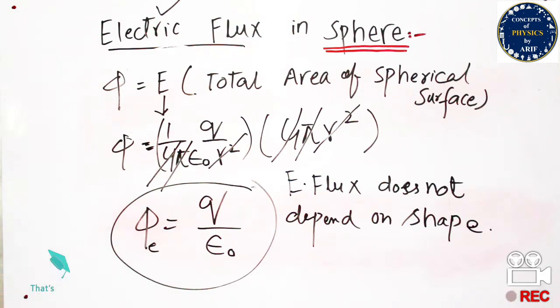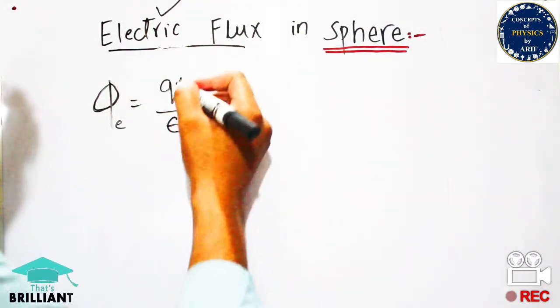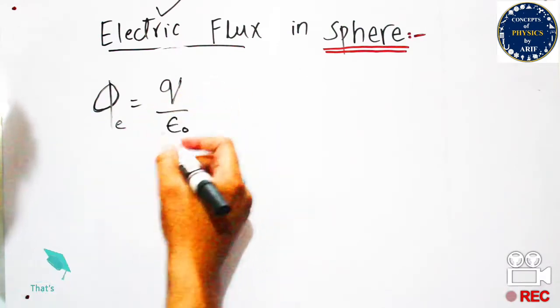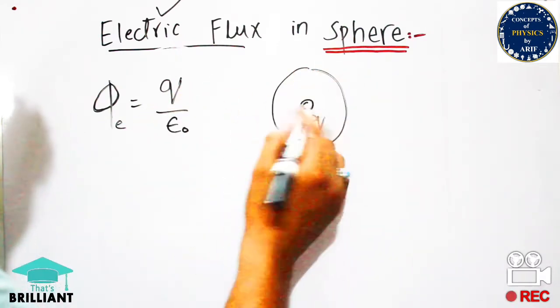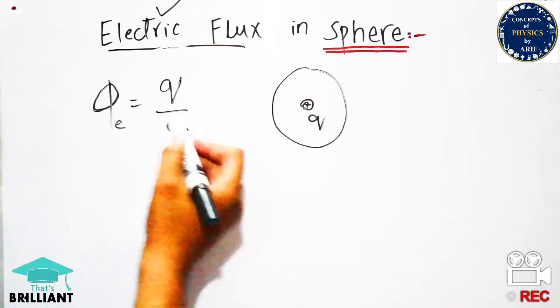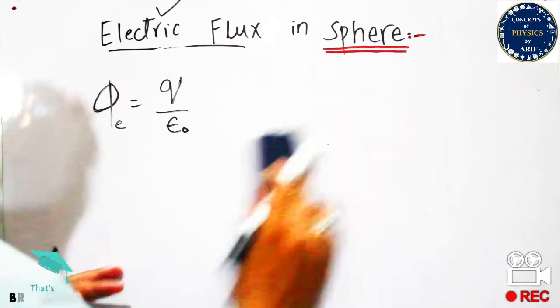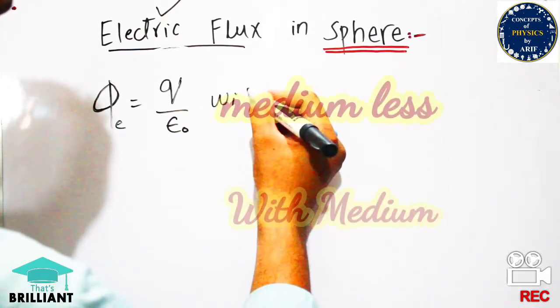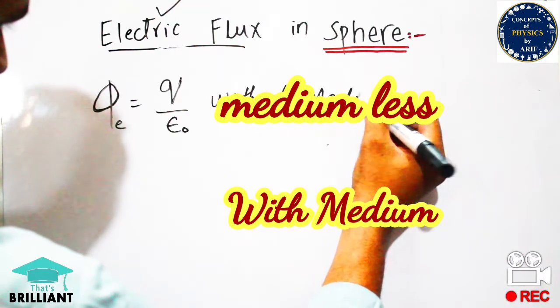So this is the value generated for the region when there is no medium between the source and this spherical shape. It means that this spherical shape is hollow, and there is air between the charge and the surface of the sphere. This is the mediumless formula: phi is equal to q over epsilon naught.